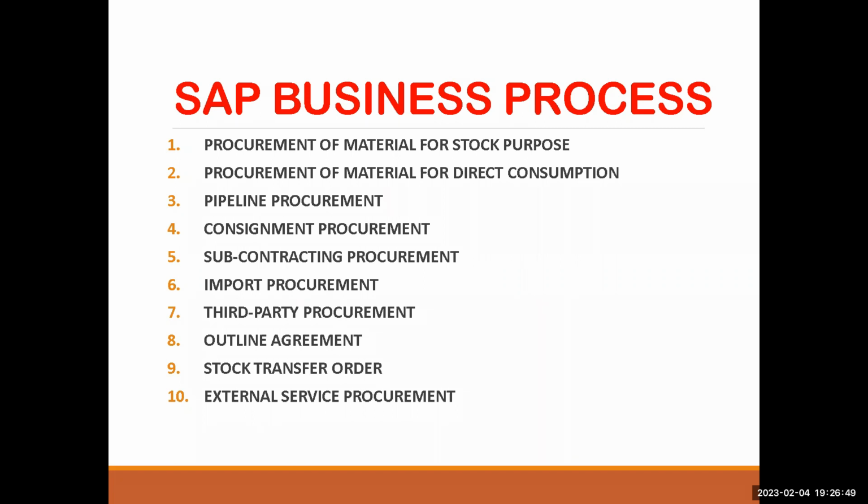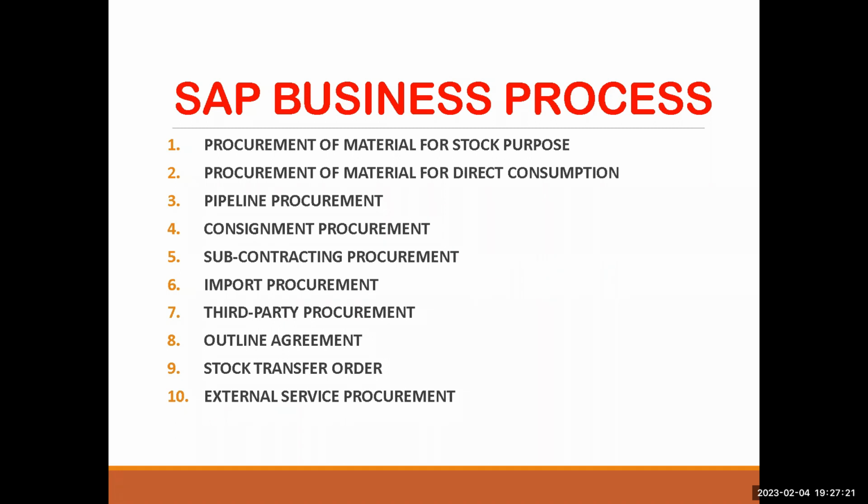This is one example only, for a household product. Let's say in a company also, they will have different kinds of machinery, different kinds of computers, ACs, and different kinds of things. For those materials or items, they need to procure some service from external vendors. So that is called external service procurement.